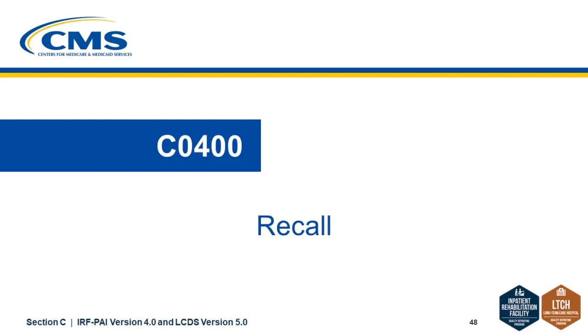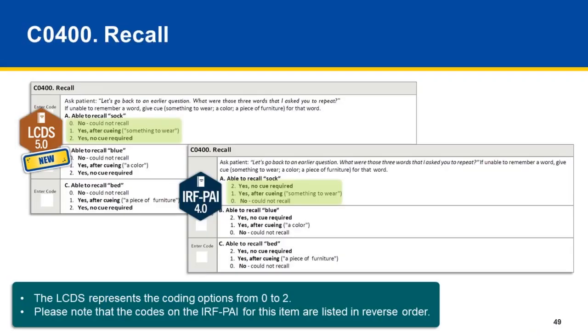Now let's look at the final item for the BIMS, C0400 Recall. So recall, can you recall what happened some 20 slides ago? Well, that's exactly what we'd be asking of our patients. The item C0400 Recall is comprised of 3 sections. C0400A, able to recall sock, C0400B, able to recall blue, and C0400C, able to recall bed. And again, even though the coding option sequence is reversed between the LCDS and IRF-PAI, the response option text and numbers are the same between the data sets.